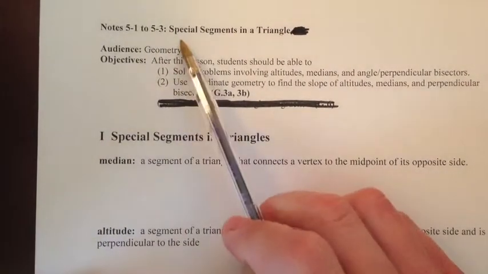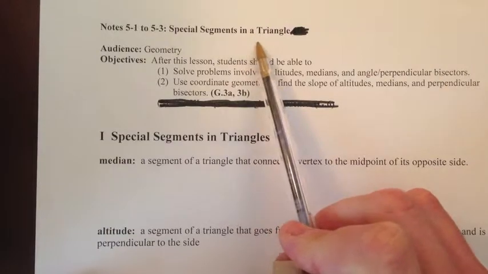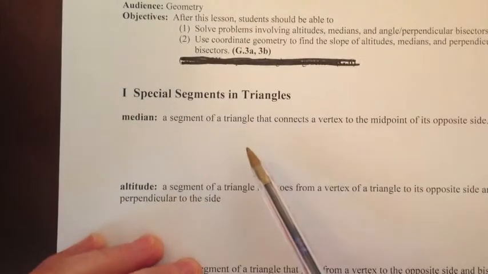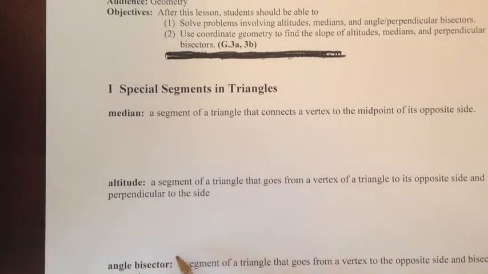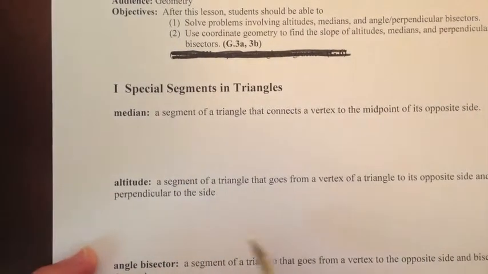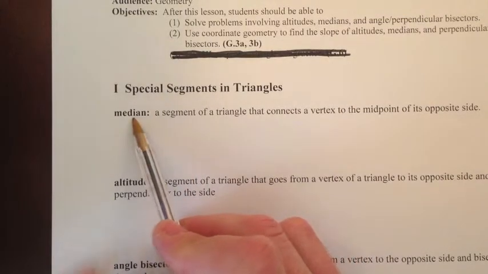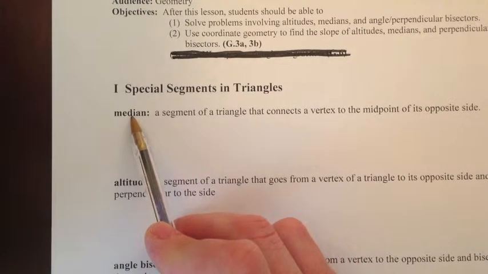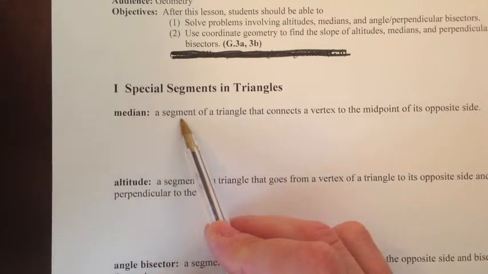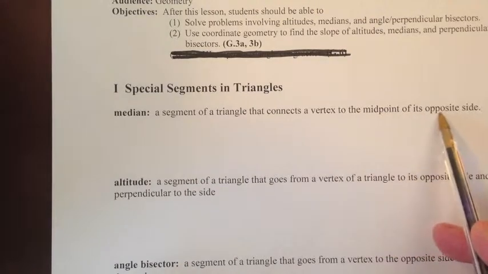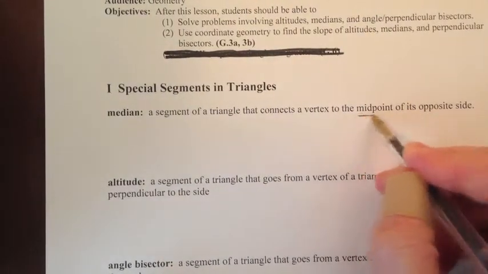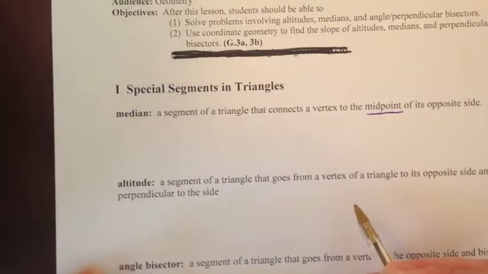So what we're talking about today is special segments in a triangle. We've talked about triangles quite a bit. Now there are different pieces that you can draw, extra things that you can draw in a triangle. And the first thing is called a median. You've looked at the word median, you did this in algebra, when you talked about mean, median, mode. Median basically means middle. It's a segment of a triangle that connects a vertex to the midpoint of its opposite side. Well, midpoint means middle, so those kind of go together.